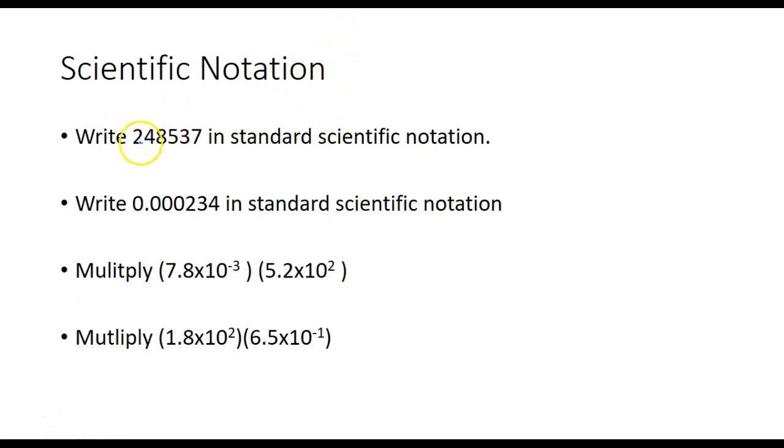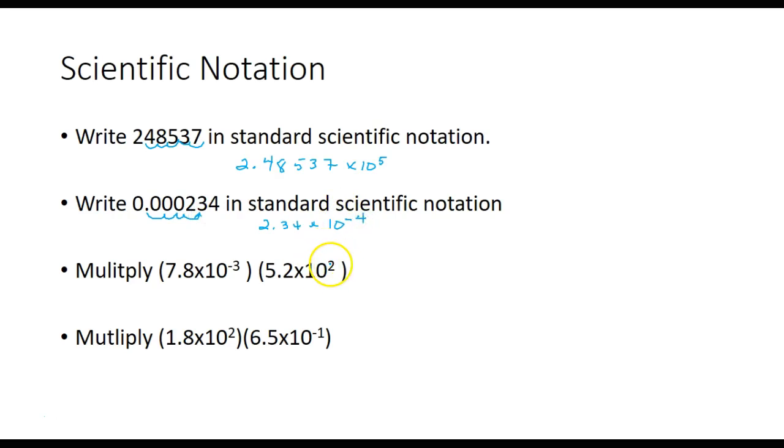Scientific notation, hopefully you know how to do this already. You have to write it in standard scientific notation, which is 1 digit, a decimal, and then all of the other digits. And so this would be 2.48537 times 10 to the, well, let's see how many places we moved our decimal. We moved our decimal 1, 2, 3, 4, 5 places to the left, so times 10 to the 5th. Taking this number and writing it in standard scientific notation, it's going to be 2.34 times 10 to the something. How many places we move our decimal? 1, 2, 3, 4 to the right, so that's going to be a -4.